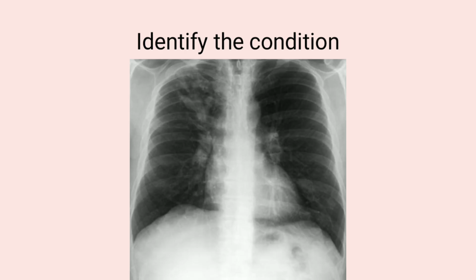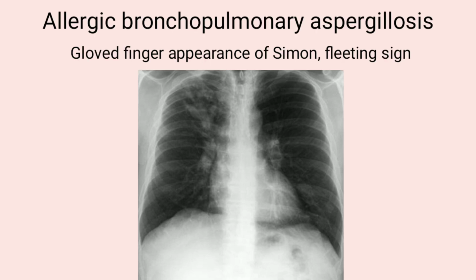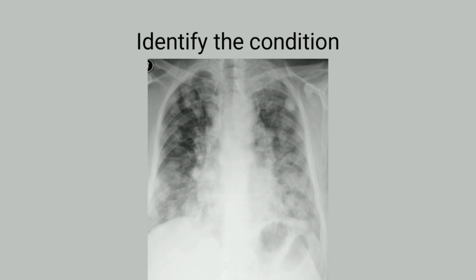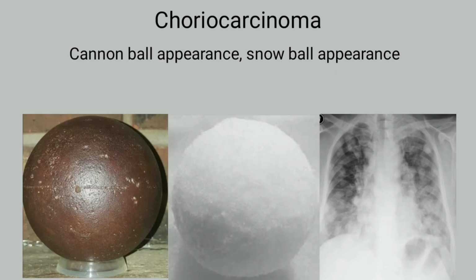Identify the condition. Gloved finger appearance of Simon or fleeting sign is seen in allergic bronchopulmonary aspergillosis. Identify the condition. Cannonball appearance or snowball appearance is seen in choriocarcinoma.